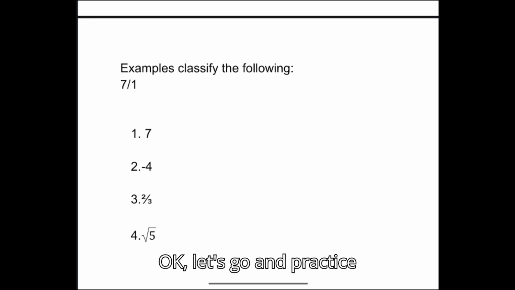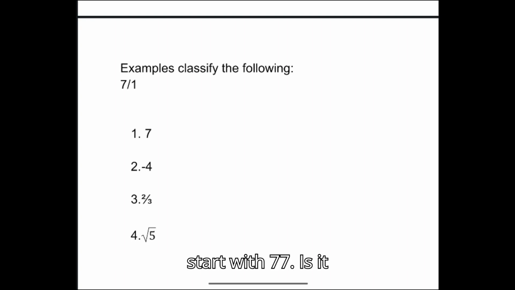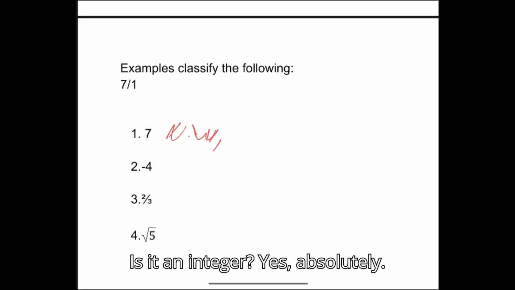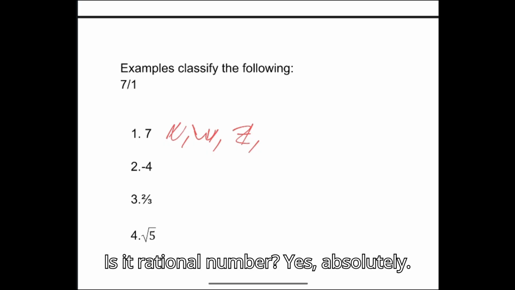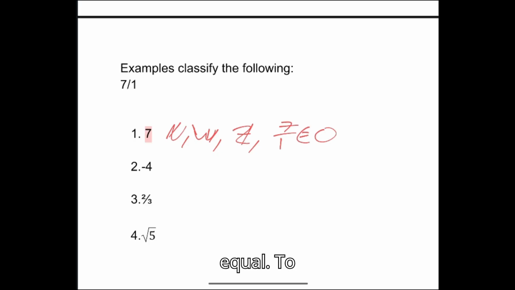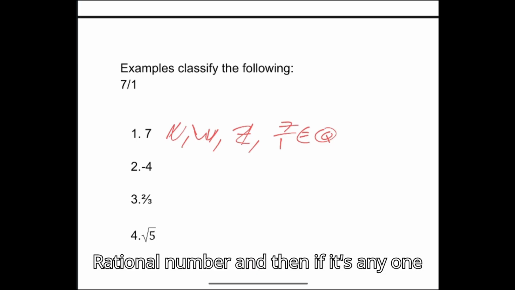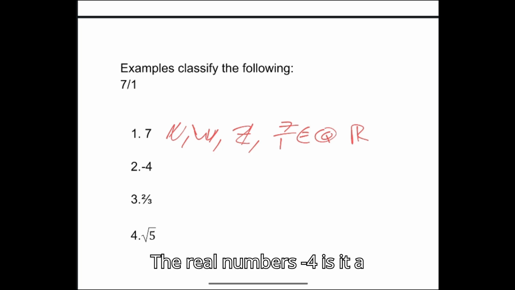Okay, let's go and practice classifying different numbers. So let's start with 7. Is it a natural number? Yes. Is it a whole number? Yeah, absolutely. Is it an integer? Yes, absolutely. Is it a rational number? Yes, absolutely. We can write it as 7 over 1, which is a rational number. And if it's any one of these, then it's automatically a part of the real numbers.